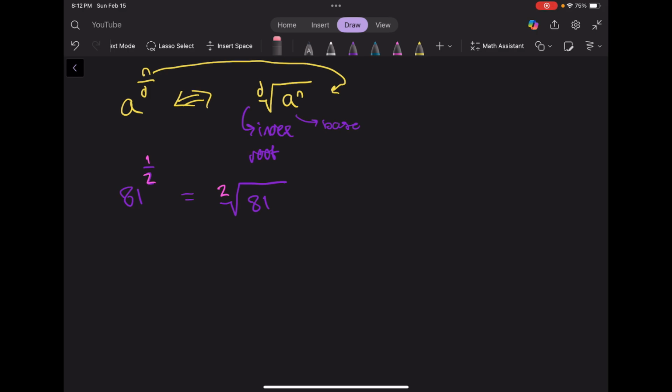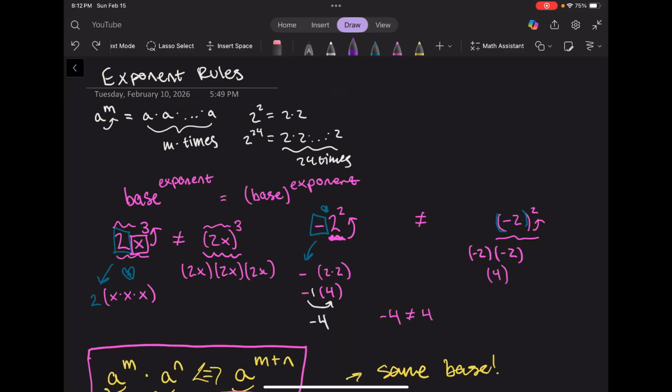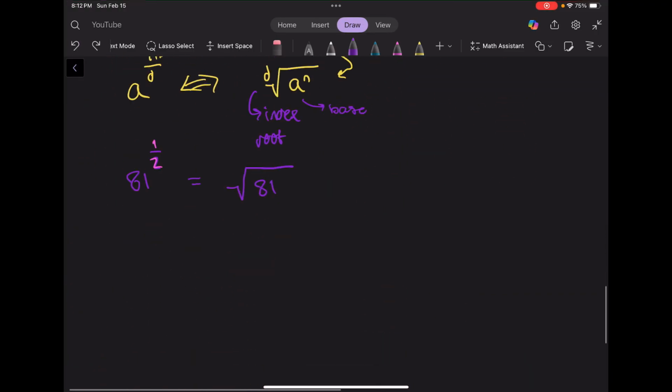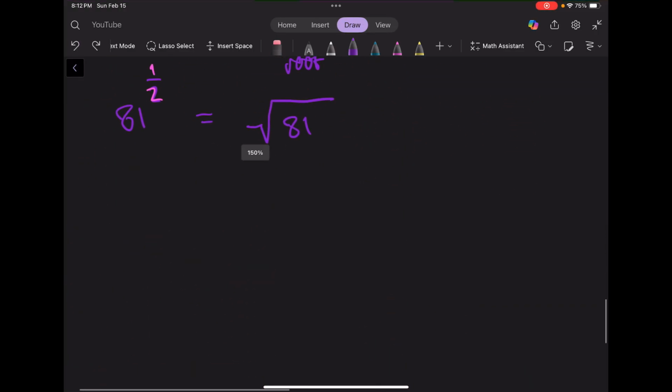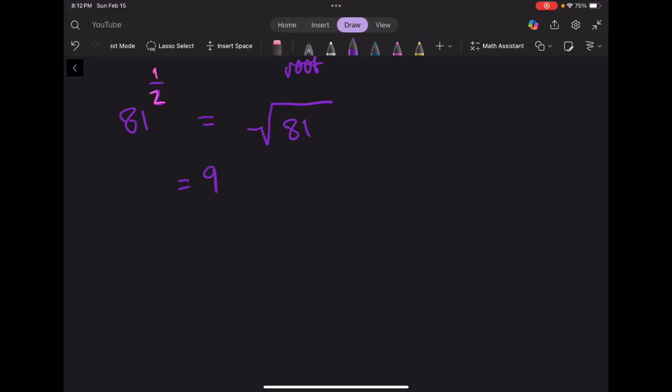A square root actually just looks like this. It has a little 2 right here, but we can get rid of that because it's just a regular square root. Sometimes there are cases where you'll have a 3 or a 5, but then we can solve this. So the square root of 81 is 9.